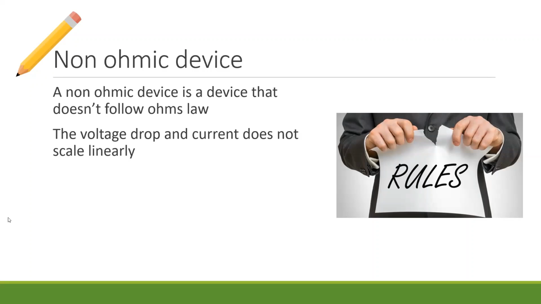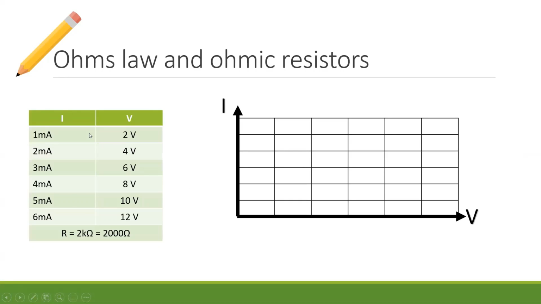And we're going to look at two examples of non-ohmic devices. We're going to start off that journey by looking at Ohm's law and ohmic resistors. Now, Ohm's law is pretty much this idea, V equals IR. So these are the things that do work. These are things that follow the system. So this is an ohmic resistor, just a regular old resistor, nothing special here.